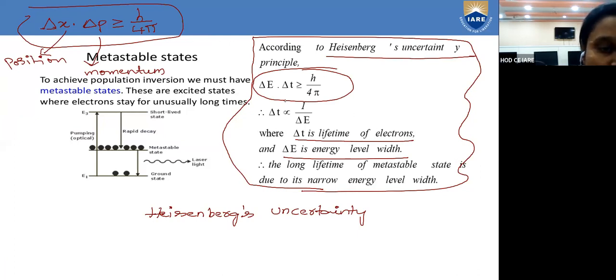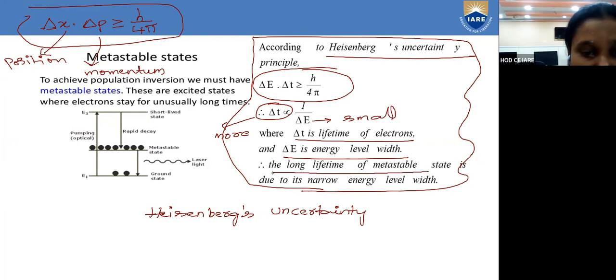If I look at this expression, we observe that delta T is inversely proportional to energy level width. We know that a metastable state has a long lifetime, so it means its energy level width is small. This statement is very important: the long lifetime of a metastable state is because of its narrow energy level width.